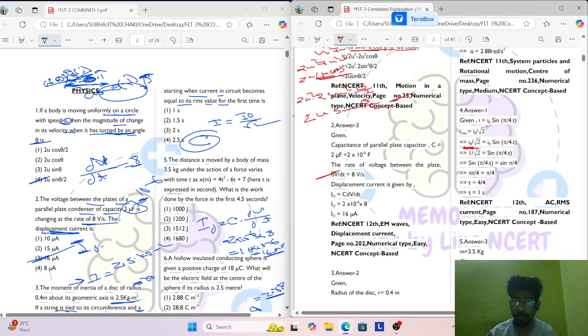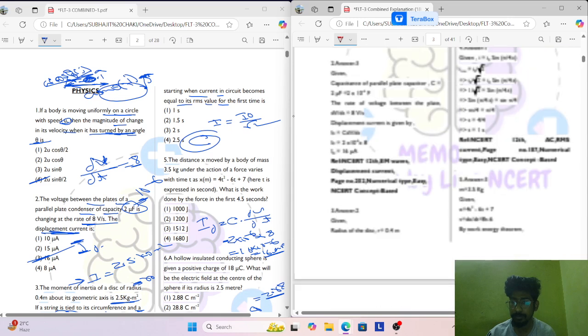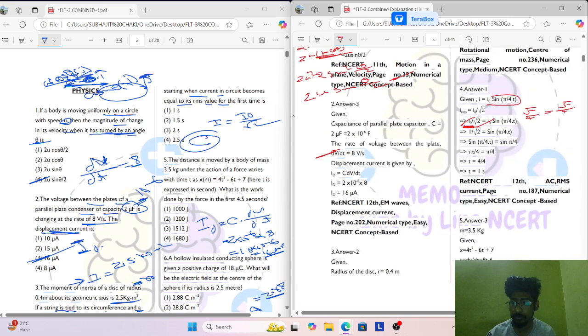I naught by root 2 will be equal to, according to the question, this, right? And I naught will cancel out. 1 by root 2 equals sine of pi by 4 into t. 1 by root 2 means sine pi by 4, right? So sine will cancel out. Pi by 4 equals pi by 4 into t. So pi by 4 cancels out. T will be equal to 1. Therefore option number 1 is correct.